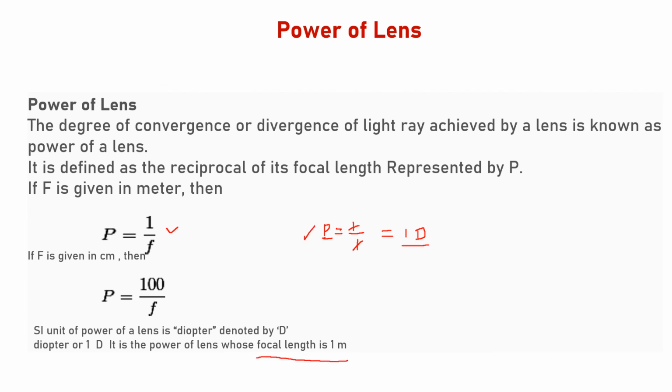Now let's take another example. If the focal length of a lens is given as 2 meter, which formula do you have to use? This formula, when the focal length is given in meter. So I will directly apply the formula and substitute the value. So 1 upon 2. What is 1 upon 2? 1 divided by 2 is 0.5 diopter, right? So this will be my answer. Clear?